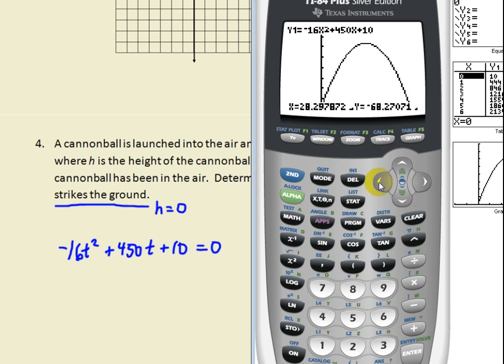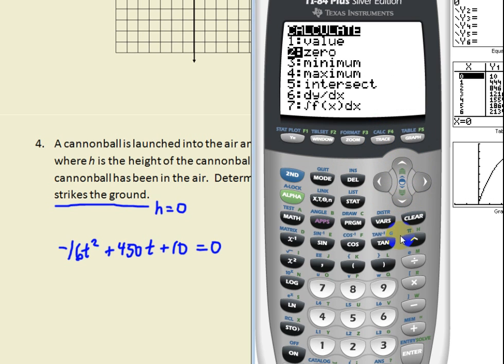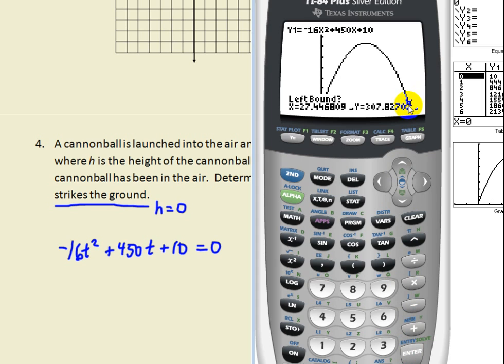We could zoom in and estimate and zoom in and keep zooming, or we could be slick and go to calculate. So second and then the trace button will give us calculate, and we'll look for a 0. And first of all, it says left bound, so we're looking for a point anywhere on this graph that's to the left of where our 0 will be, so that should work. And then for our right bound, we need to go actually below, and notice y is already negative, so we know that we're to the right of our 0. So I hit enter again, and guess. Okay, so we hit enter again and it will calculate that 0 for us.